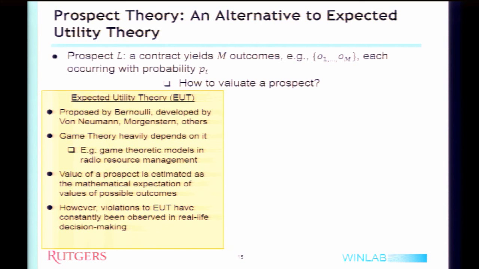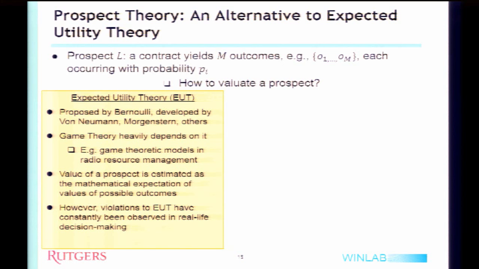For expected utility theory, EUT, it is well known that it was proposed by Bernoulli and developed by Von Neumann and Morgenstern and many others. Game theory heavily depends on EUT, and the current game theoretic models in wireless network systems also heavily depend on EUT. As I mentioned before, EUT evaluates the prospect as the mathematical expectation of the values of all possible outcomes.